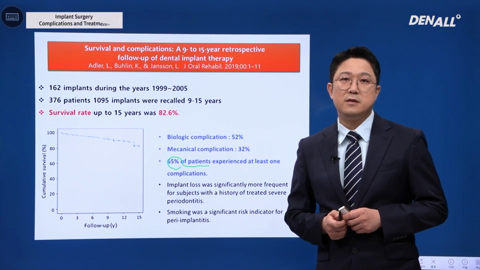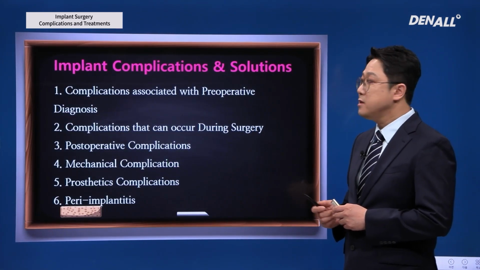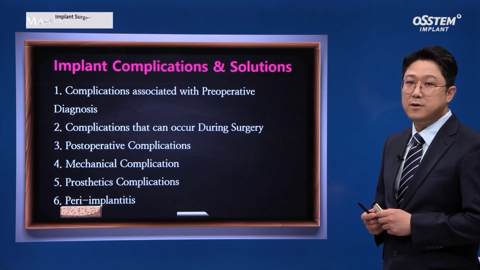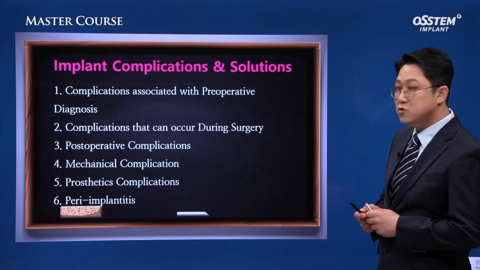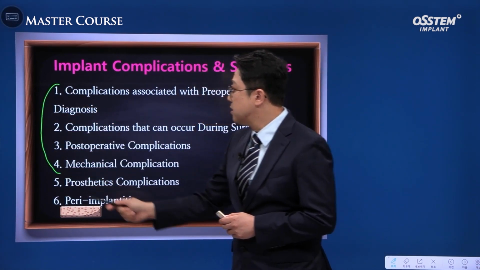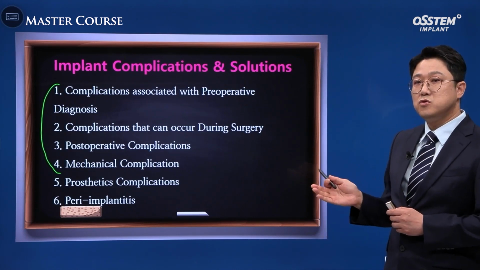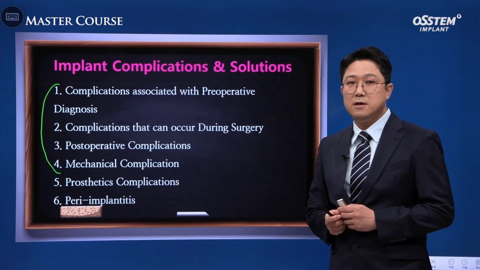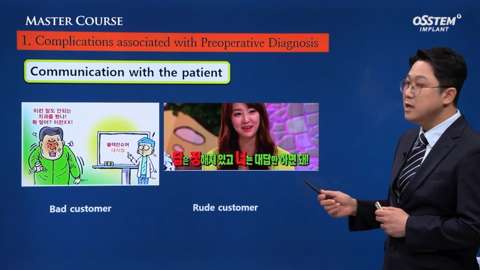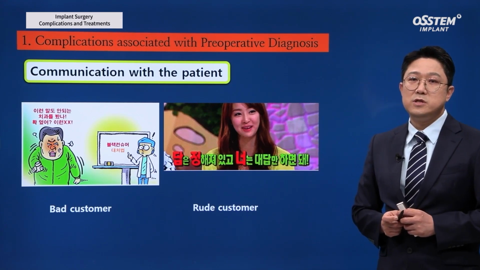Let's look at when these complications occur and how to respond to them. I'm going to talk about implant complications following the different stages. Because of time constraints, I'm going to talk about complications that can occur before, during, and after surgery, as well as mechanical complications. So 4 different types of complications will be discussed. First is preoperative diagnosis-related complications.